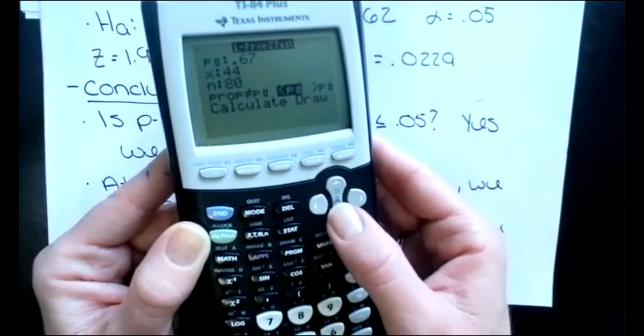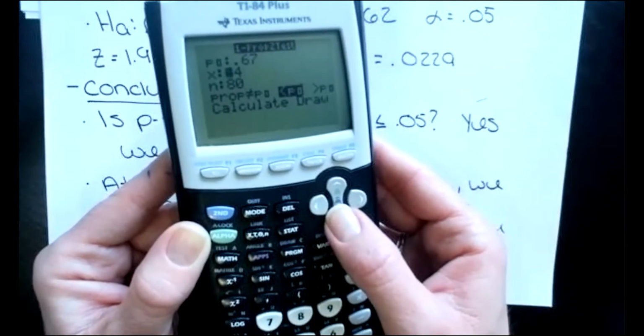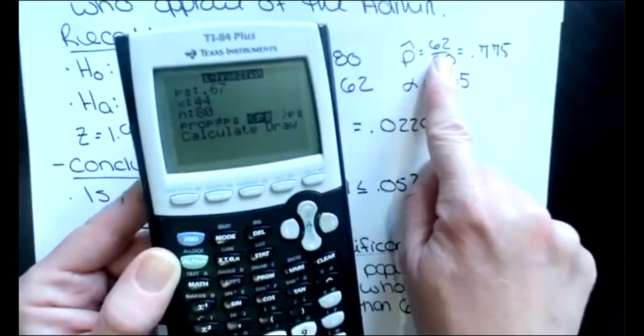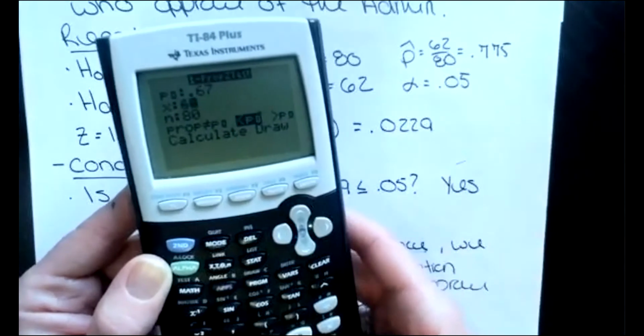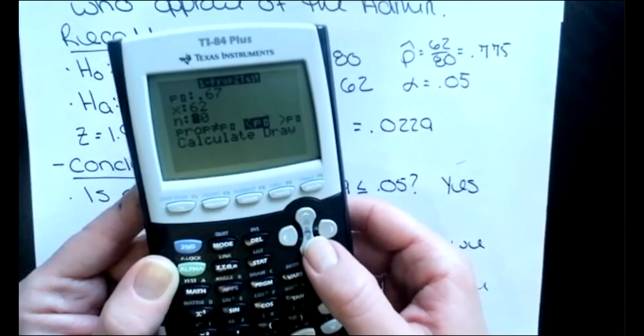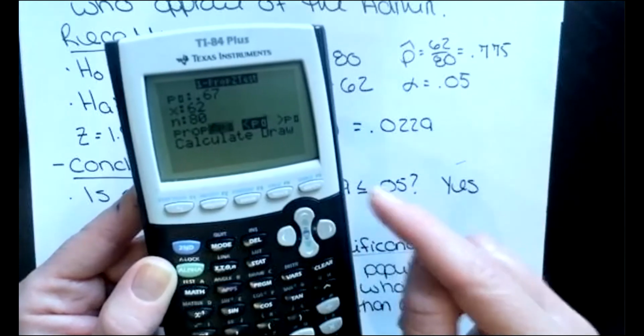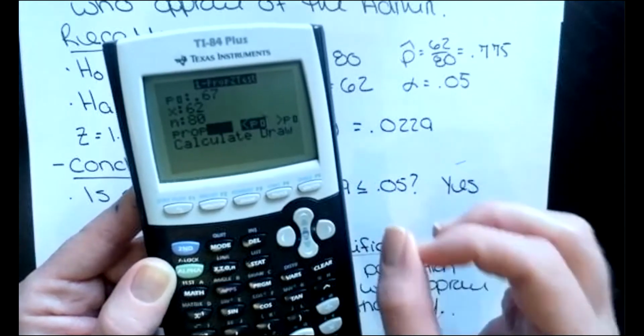Okay, it's the center of my curve. Then X, so I can tell it what it is. So X was, right here we can see, 62. And N was 80. Now, this next line, I need to match this proportion to my HA.